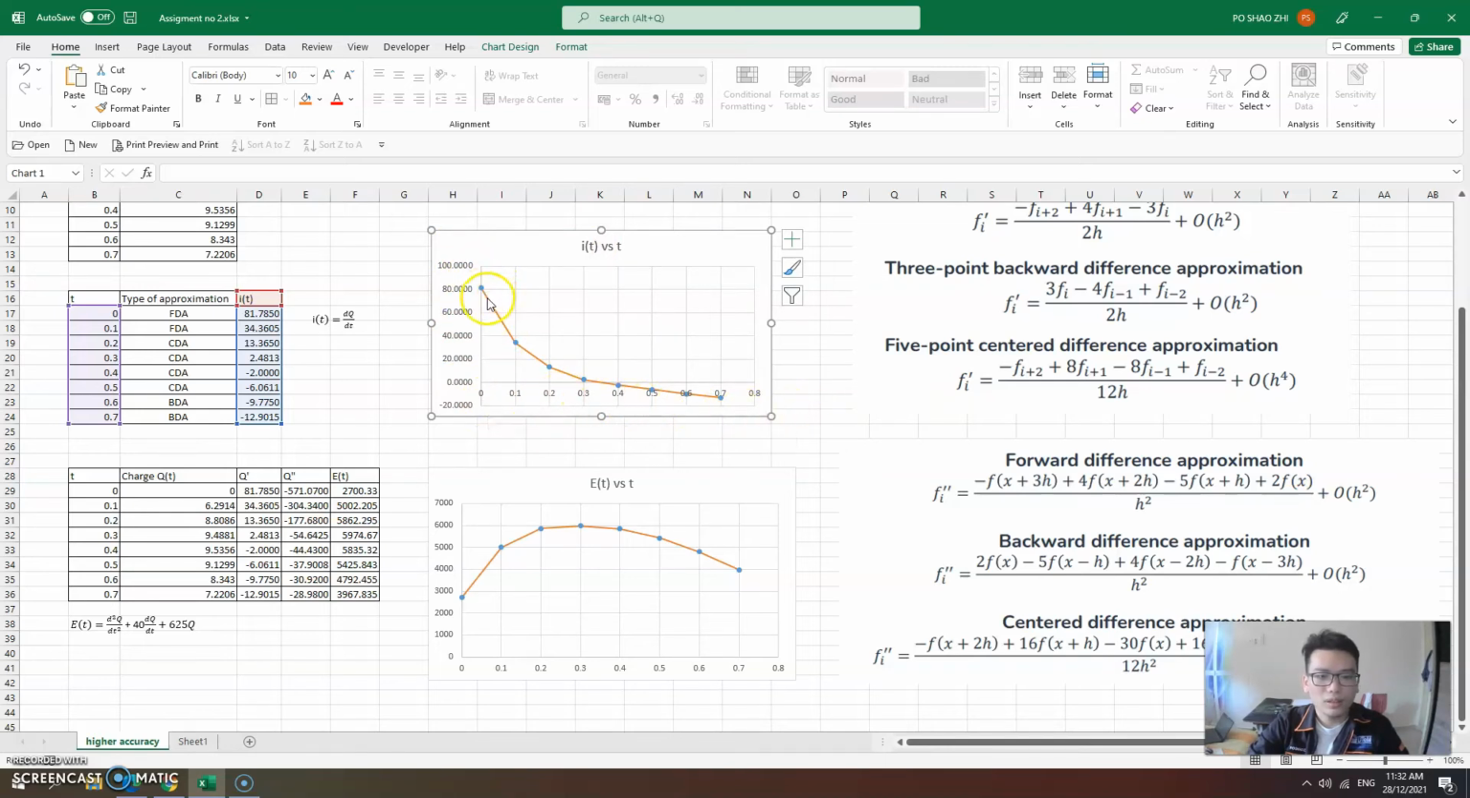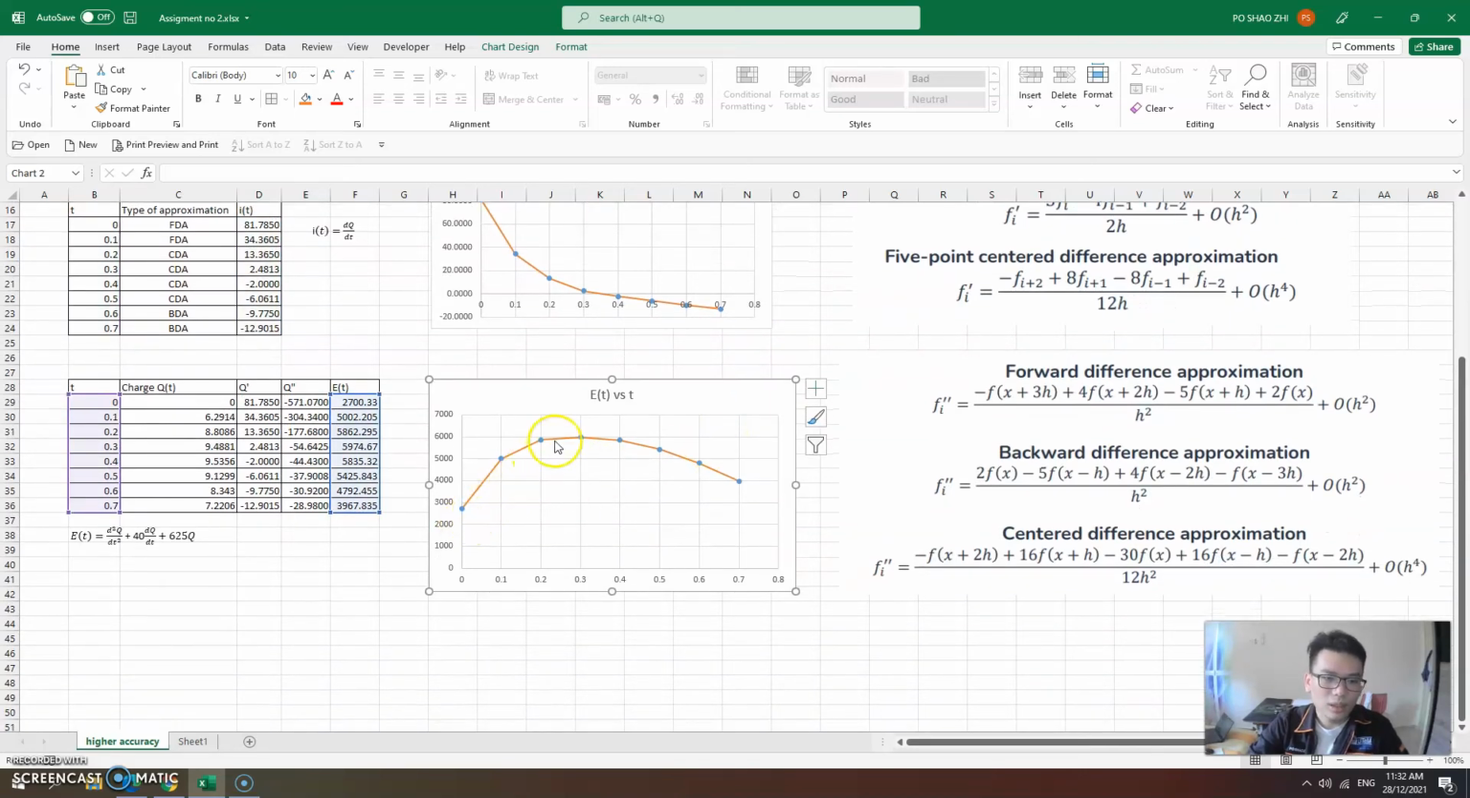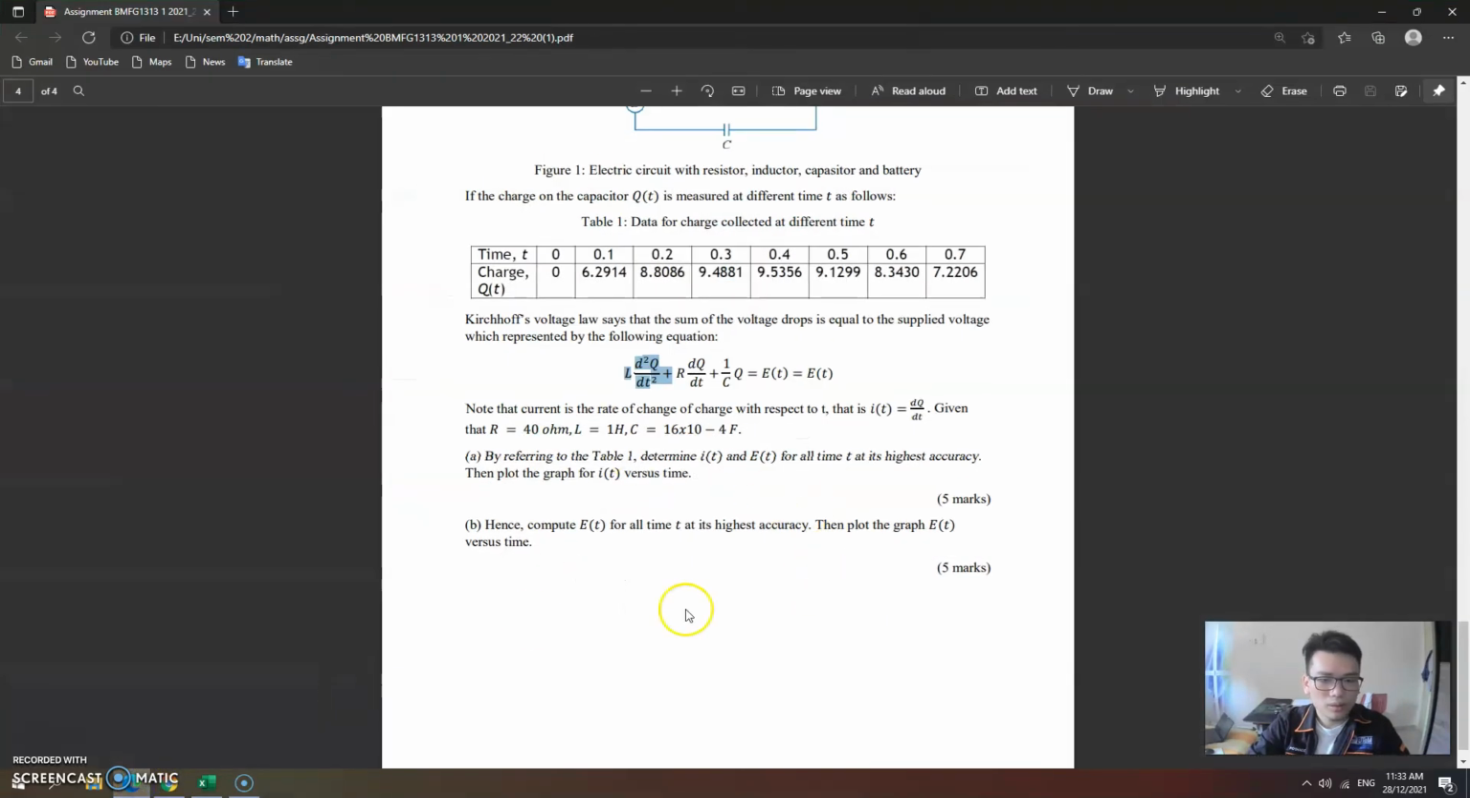Now you can see the current is decreasing over the time. For E(t), you can see it's increasing until 0.3, reaching its max. Then it will decrease along the time. Okay, so that's all, and then we get the 10 marks for this question.